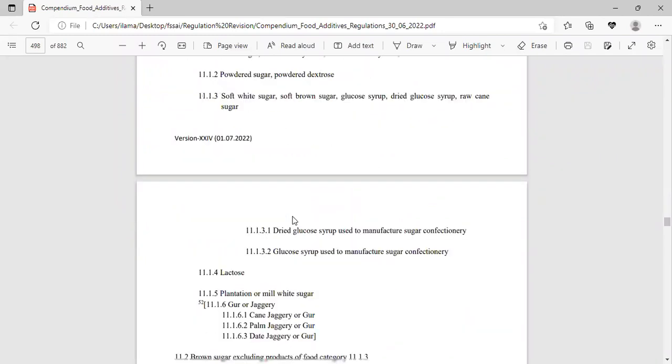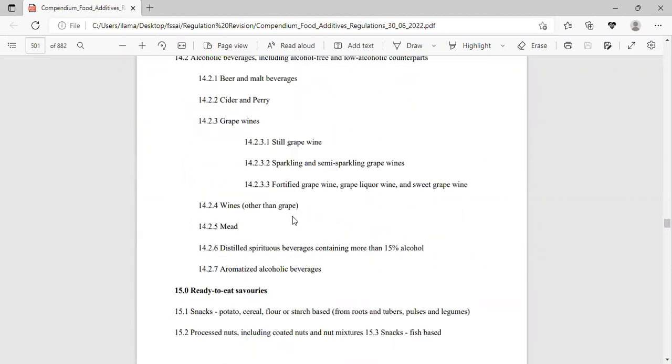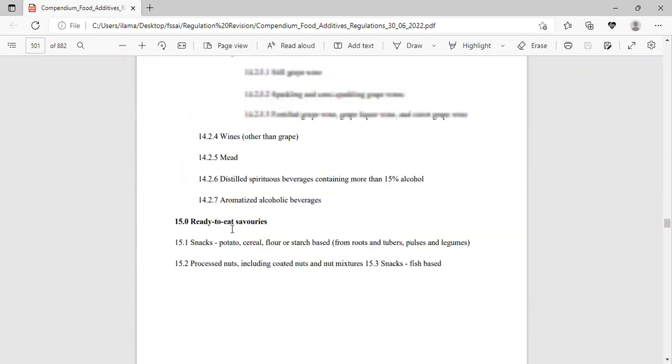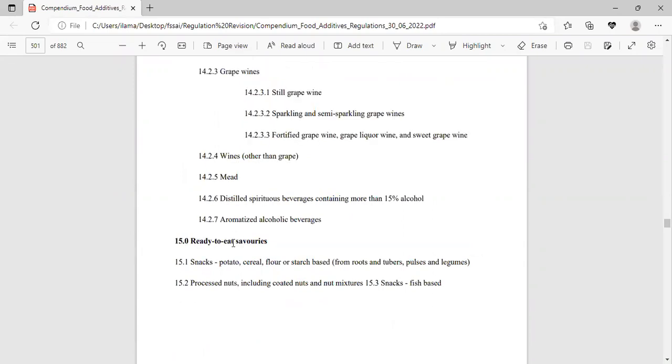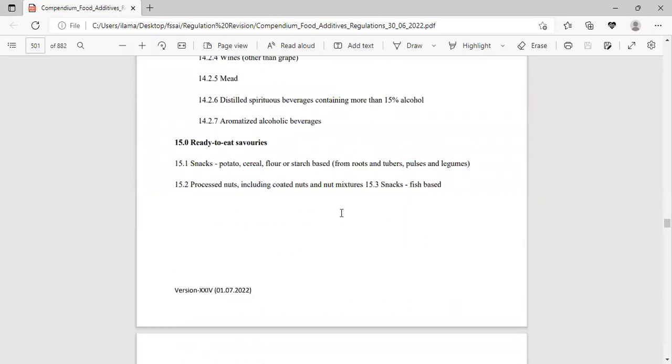I think 15 classifications are there in that food category system. Here the 15th one is ready to eat savories. Just don't go into depth on how many subdivisions there are. Just read. They can ask which food category system. First food category system means milk and milk products. Second means fat and fat products. They can ask in match the following. Just write the headings.